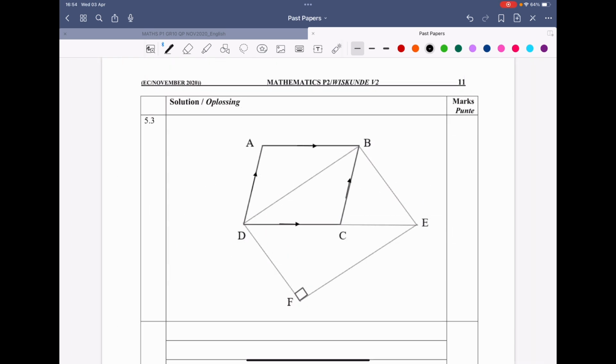Okay, and on to question 5.3. So I'm given these shapes, and I'm told that ABCD is a parallelogram. So that's this one is a parallelogram, such that AD is equal to BE. Okay, so I'm going to label that. AD is equal to BE. And I'm told that the angle A is equal to 124 degrees.